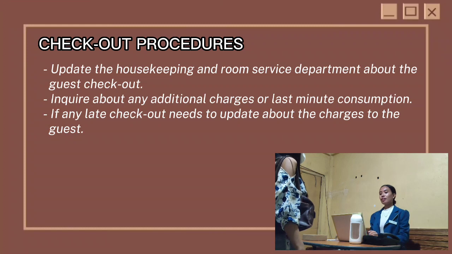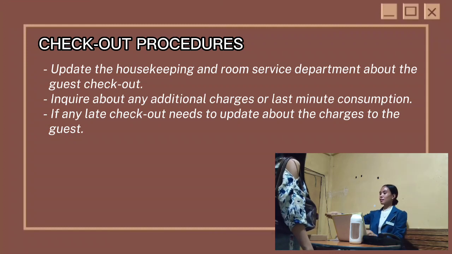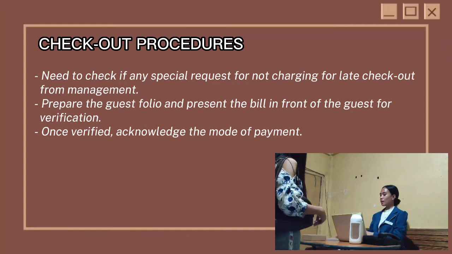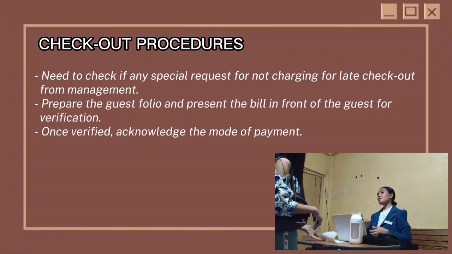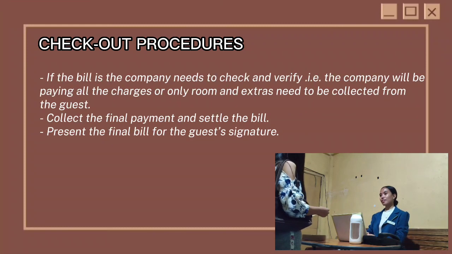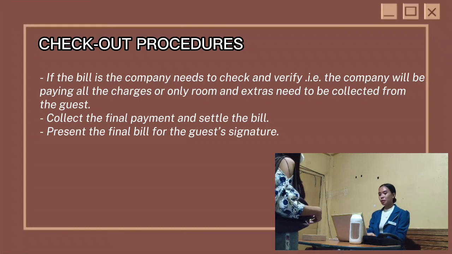Inquire about any additional charges or last-minute consumption. If there is any late checkout, you need to update the guest about the charges. Need to check if there is any special request from management for not charging for late checkout. Prepare the guest folio and present the bill in front of the guest for verification. Once verified, acknowledge the mode of payment. If the bill is for a company, you need to check and verify whether the company will be paying all the charges or only room and extras need to be collected from the guest.